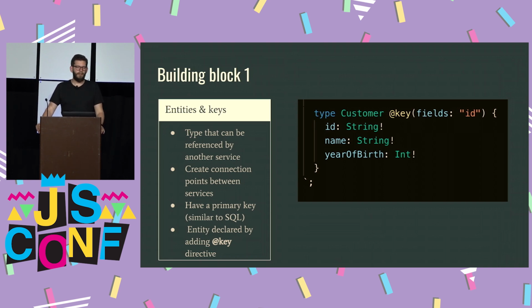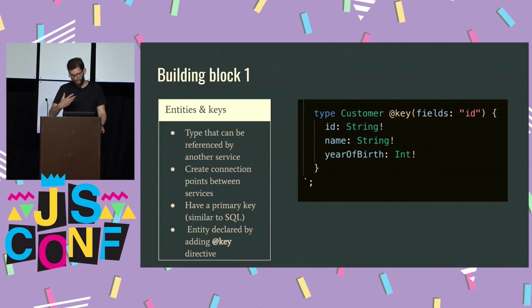Which basically creates a connection between the several schemas. So by adding this @key field, you create this connection point. And basically what it is is nothing else than a primary key. It works the same way as in SQL. So the different schemas, or at the end the gateway, knows where this point is referenced.